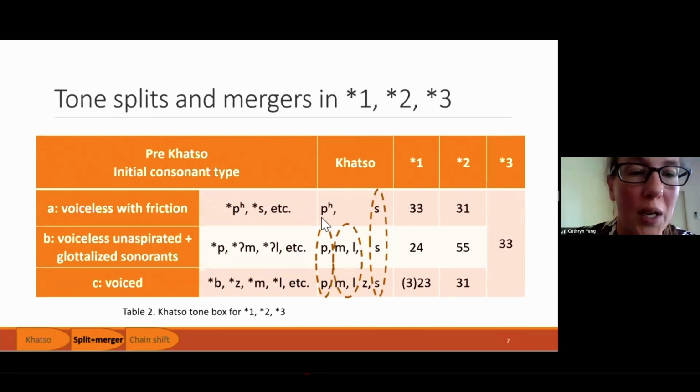With voiceless aspirated consonants and voiceless fricatives, we see a mid-level tonal reflex in tone 1, and this led to the partial merger of tone 1 with tone 3, which is also a mid-level tone. In tone 2, which in Proto-Ngwi was a low tone, we see row A and row C, so voiceless aspirated and voiced consonants, retain this low falling tone value, but after voiceless unaspirated and glottalized sonorants, the tone jumps to high. Tone 3 didn't do anything. It's just stayed as a 3 tone.